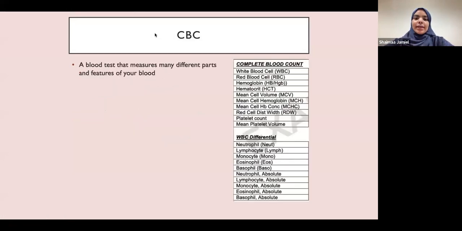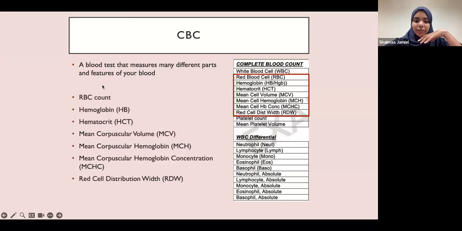Starting with the first line, which is CBC. So what is CBC or complete blood count? It's a blood test that measures many different parts of the blood, like the blood cells, the specific features of the red blood cells, the white blood cells, and all of these things that are listed here. However, alhamdulillah, for today, we don't have to look at all of it. We're just going to look at this red box here, which is the red blood cells and the characteristics of these red blood cells.